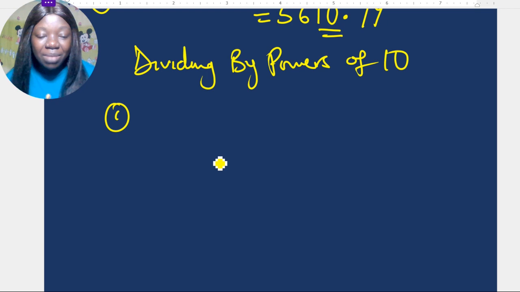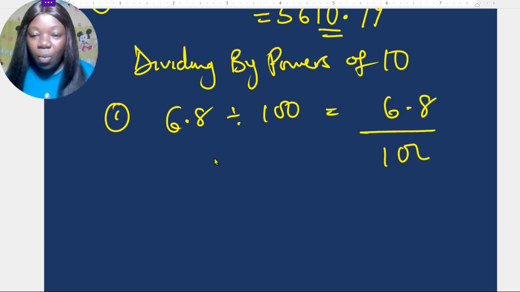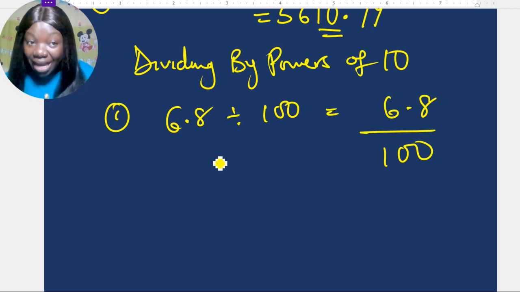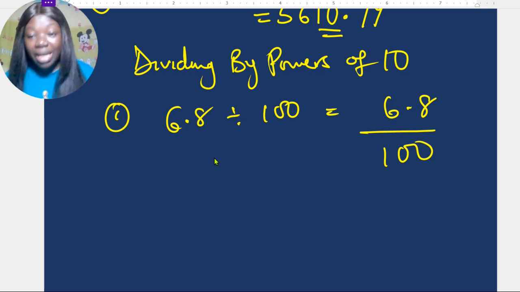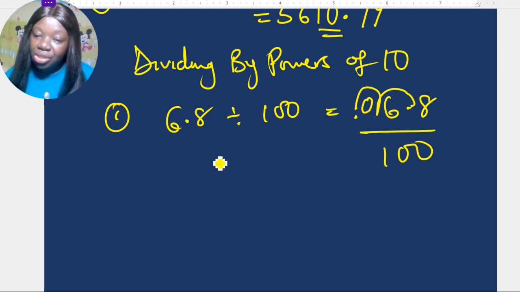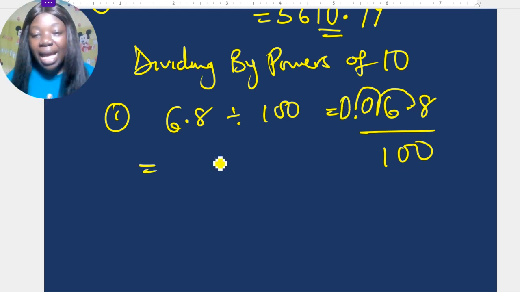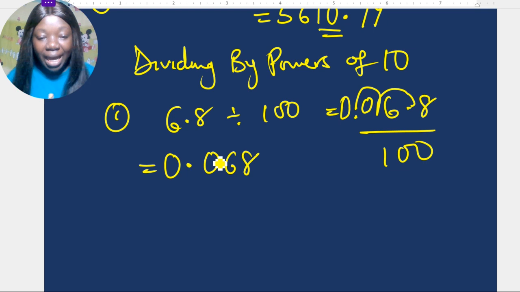Okay, so now what if you have something like 6.8 divided by 100? So that is equal to 6.8 over 100. So from the decimal point, you count to the left. When dividing, you count twice. So that is 1 and 2. So the decimal point will be fixed here. So what happens to the empty space right here? Write 0. And to the left, you can't leave it empty, so we need to introduce 0 to the left. So the answer is 0.068.